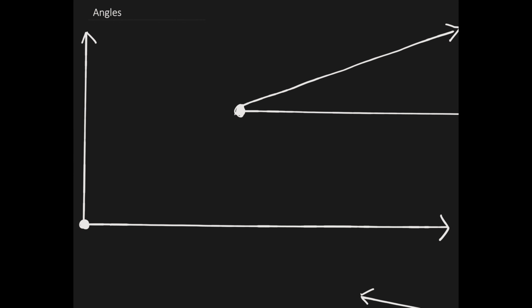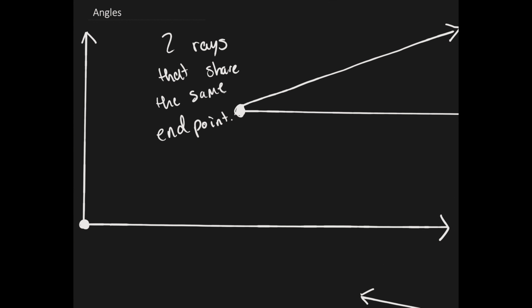This should be the biggest part of our lesson. What is an angle? First we need to know what an angle is. An angle is 2 rays that share the same endpoint. As you can see, I'm still writing while talking. There you go. They share the same endpoint.